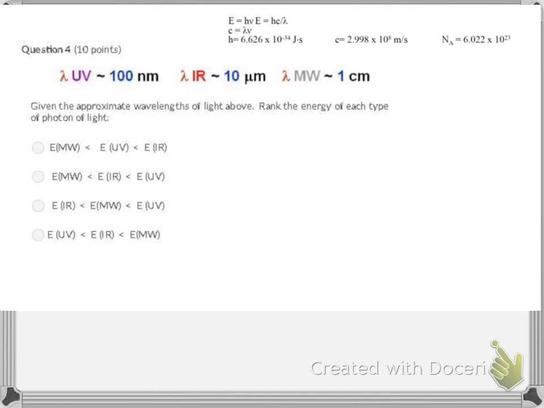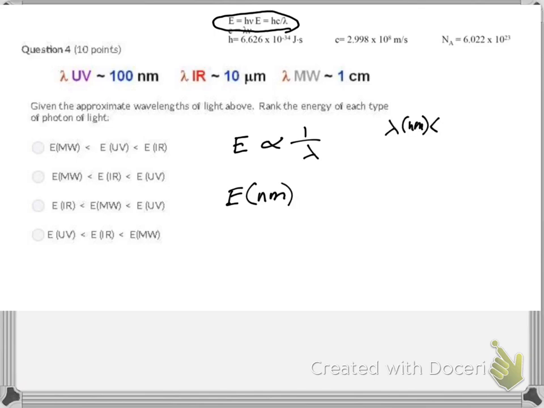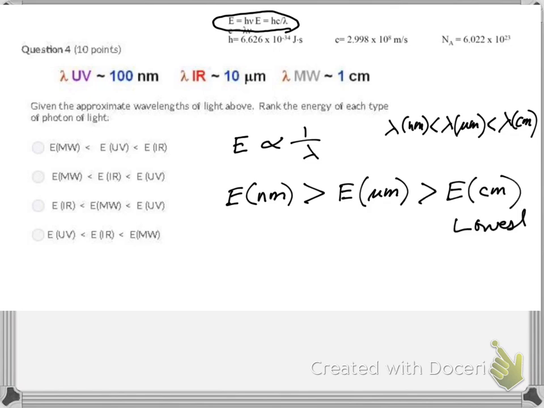Here we have the qualitative analysis of the wavelengths, and so we want to rank energy. So keep in mind energy is proportional to 1 over lambda. That means, let's keep in mind that the nanometer is smaller than the micrometer, which is smaller than the centimeter. So the centimeter is the largest wavelength, the nanometer is the smallest. That means the energy of the nanometer has to be the largest, the energy of the micrometer, and then the energy of the centimeter must be the lowest, right?